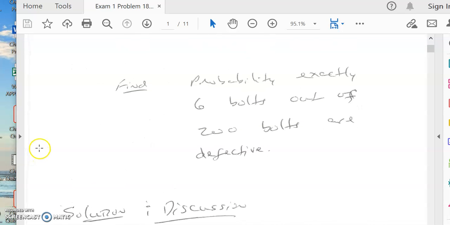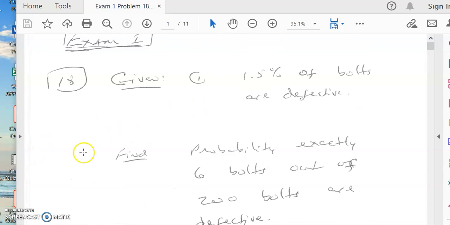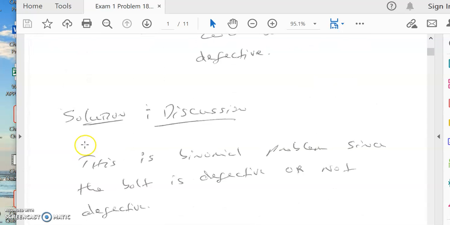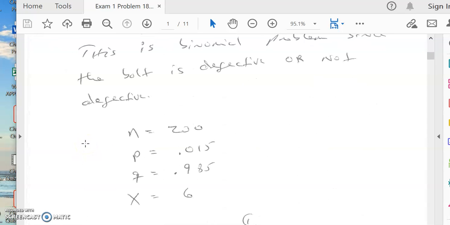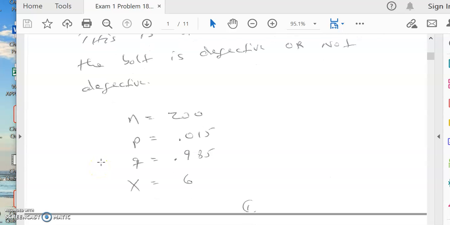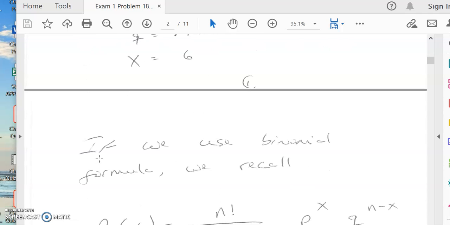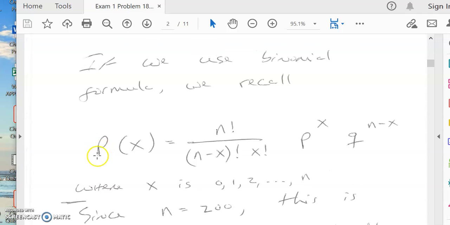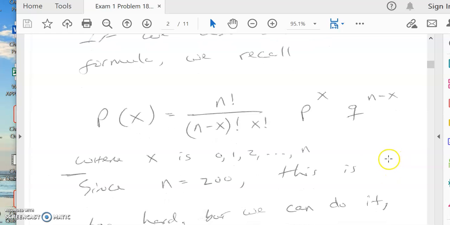So do you see that? If it's a 1.5% chance of being defective, it either is or it isn't defective. So that's why we would say this is a binomial problem. Well, n is 200, and the probability of being defective, p, is 0.015. Q, of course, is 1 minus p, so that's 0.985, and then x is 6. If we're going to use the binomial formula, here's the binomial formula.